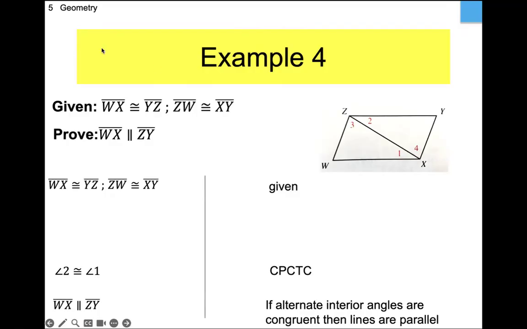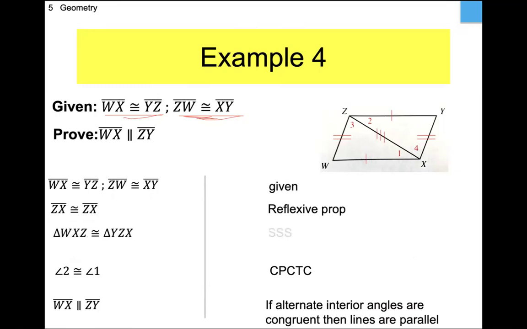All right, what's the given? The given is WX is congruent to ZY and ZW is congruent to XY. So let's make tick marks there. So WX is the bottom, and that's congruent to the top, and ZW is the left side, and that's congruent to the right side. Are you yelling at the screen? I hope you are, because look, we got a reflexive property. Therefore, the two triangles are congruent because of SSS.